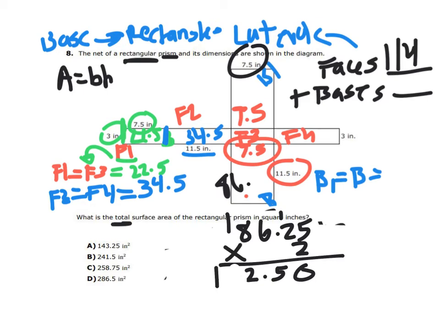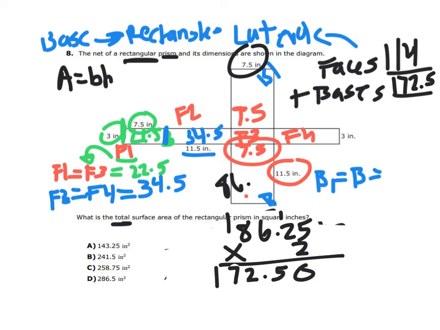Also make sure you don't rush, because that way you don't make the same mistake I just did there. So 2 times 5 is 10, carry 1, 2 times 2 is 4, add 1 is 5, 2 times 6 is 12, carry 1, 2 times 8 is 16, plus 1 more is 17. So my total bases is 172.5.